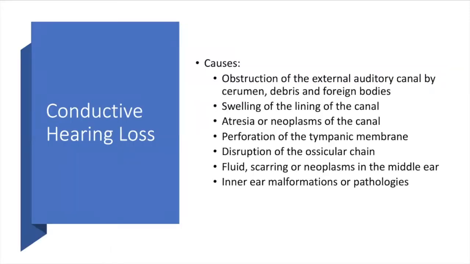The external ear, the external auditory canal, and the middle ear apparatus are designed to collect and amplify sound and efficiently transfer the mechanical energy of the sound wave to the fluid-filled cochlea. Factors that obstruct the transmission of sound or dampen the acoustical energy result in conductive hearing loss, and they can occur in the following situations.